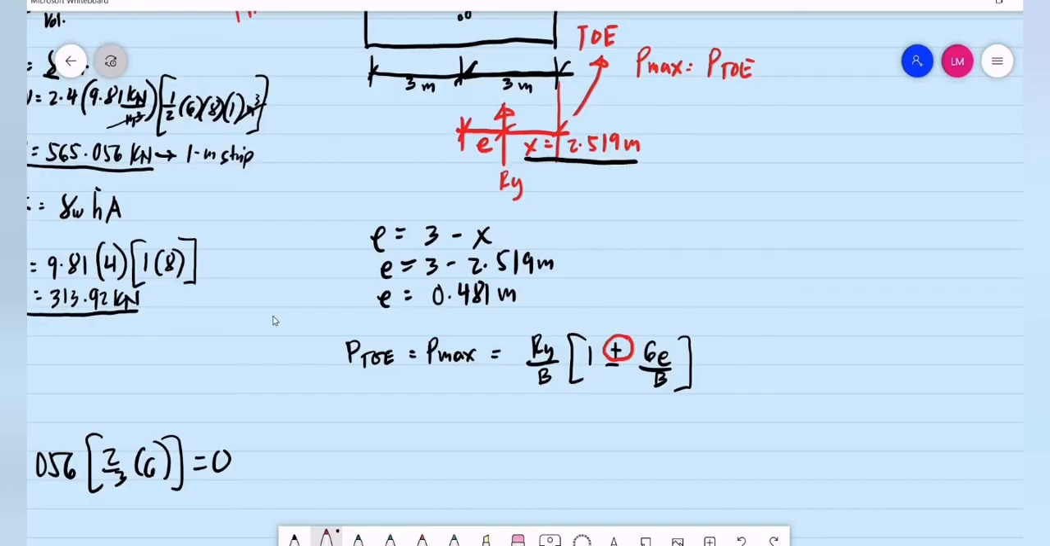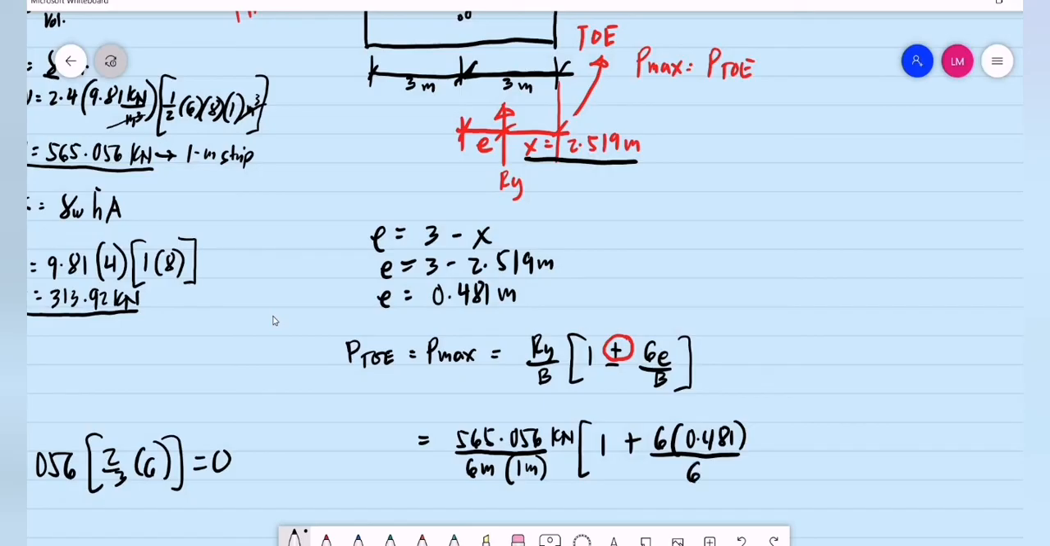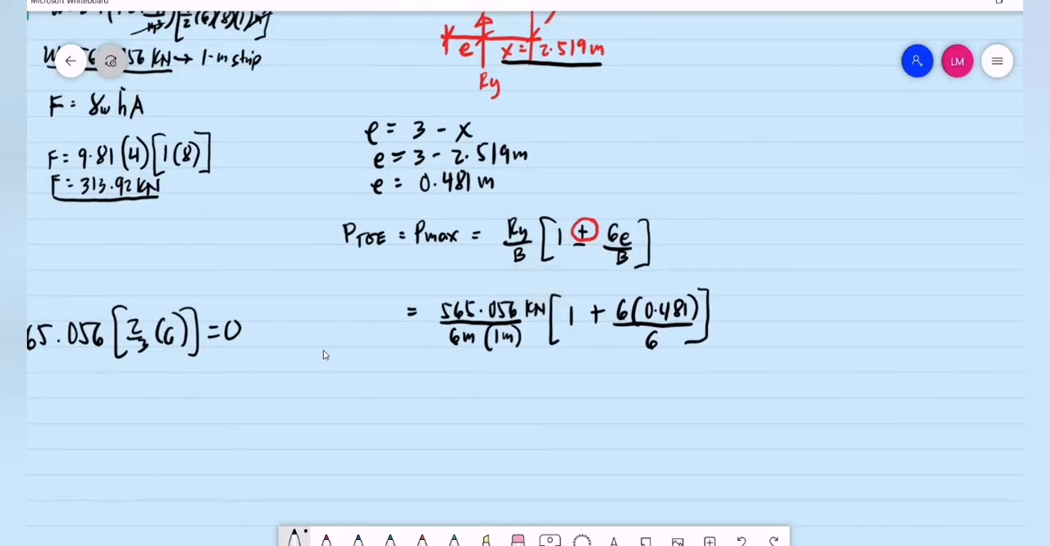Okay, so we have the pressure at the toe. The pressure at the toe is now equal to Ry, that is equal to 565.056 divided by the width of the dam, base width, that is 6 meters. Supposedly, this is multiplied by the 1 meter strip. This is in kilonewtons. Multiplied by 1 maximum plus 6 times eccentricity 0.481 divided by the base width, also 6 meters. So we have the pressure at the toe.